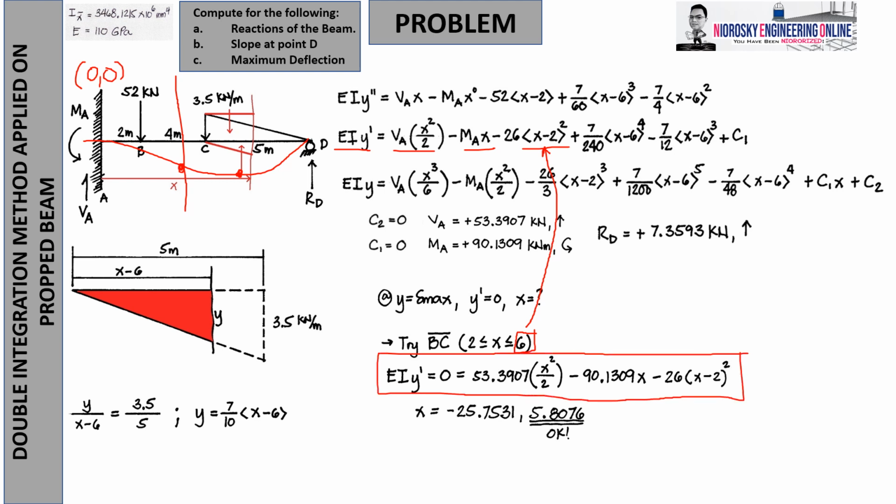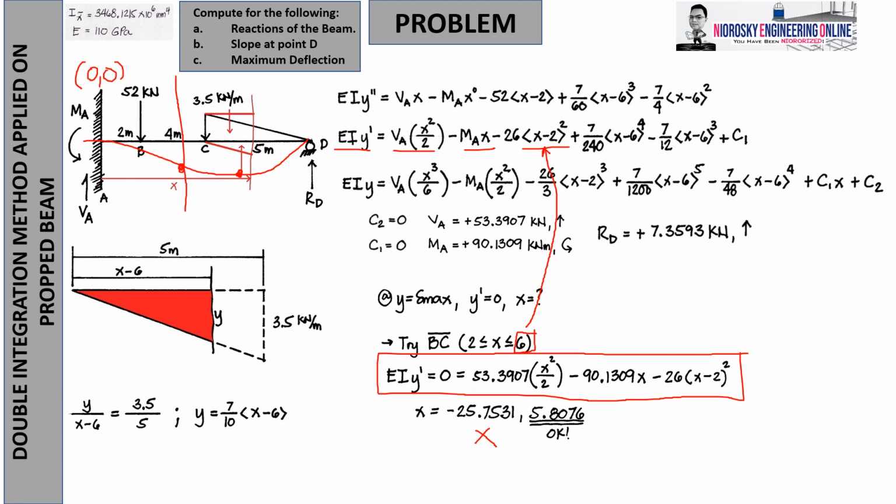So, this became our equation. And then, you will get two values using algebra. Okay? We will get negative 25.7531, which we cannot accept. But if the value is 5.8076, then it is okay. Why? Because it is in between 2 to 6.